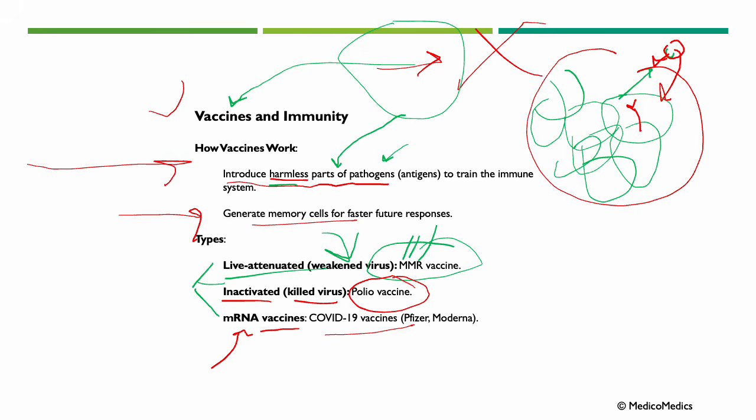So vaccines are like practice drills for your immune system. They show your body what a pathogen looks like, so it's ready to fight it when the real one shows up, so to speak.